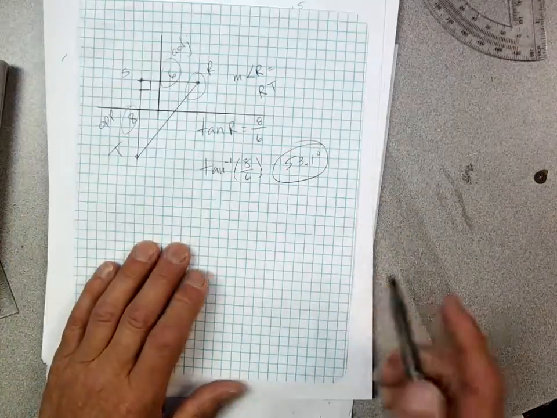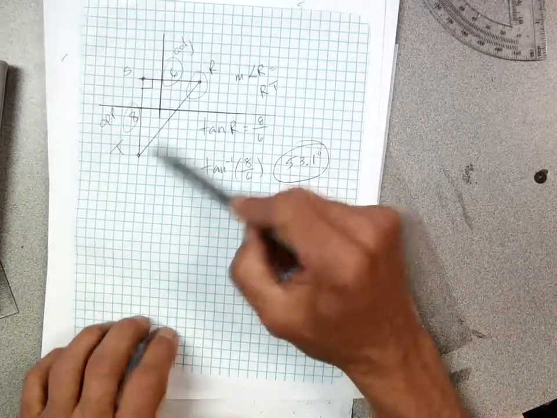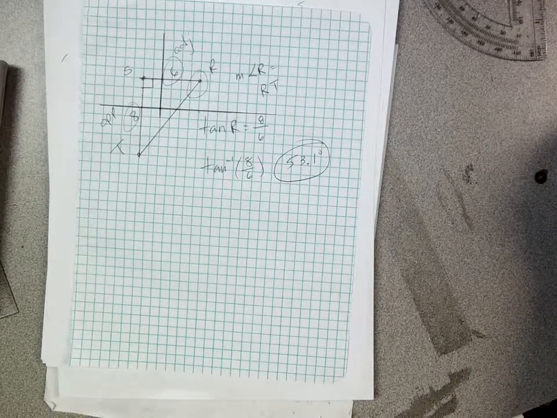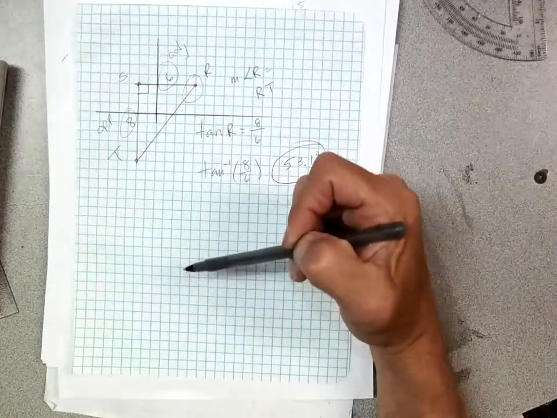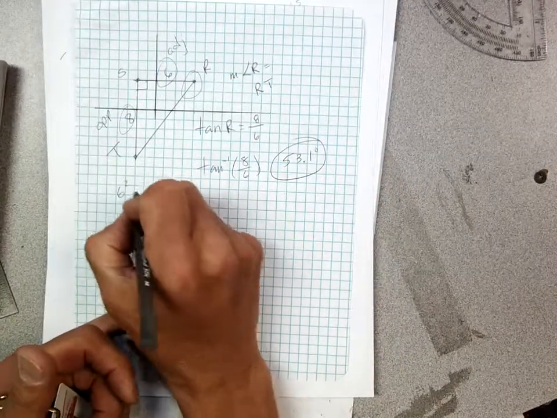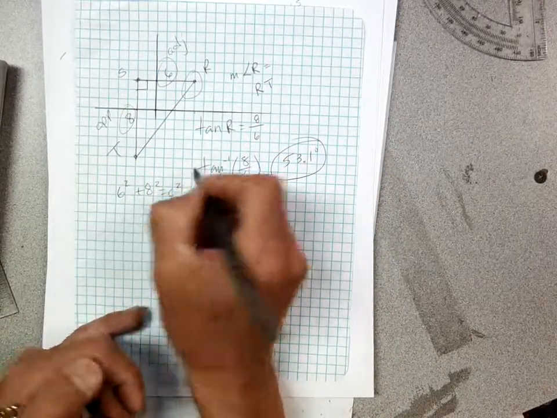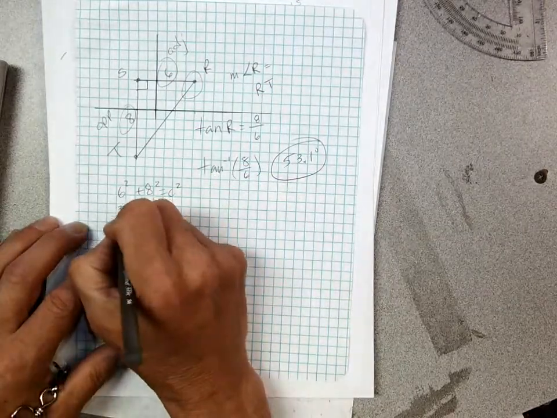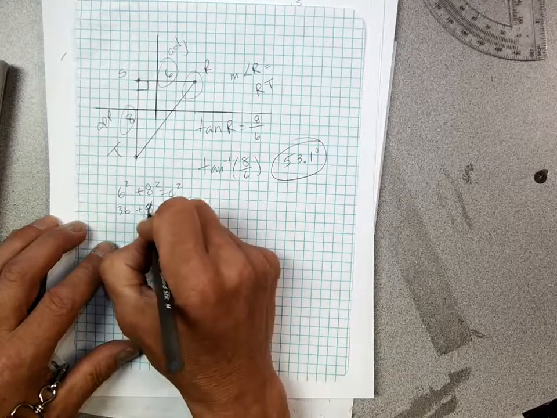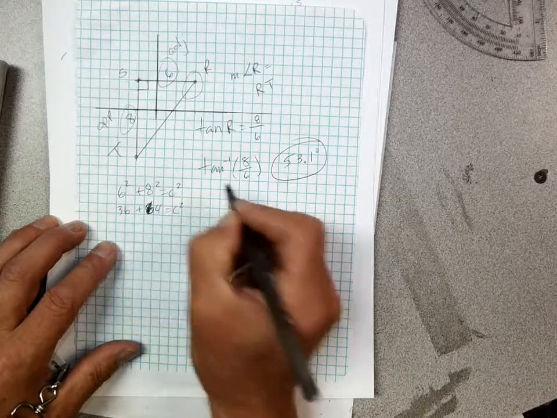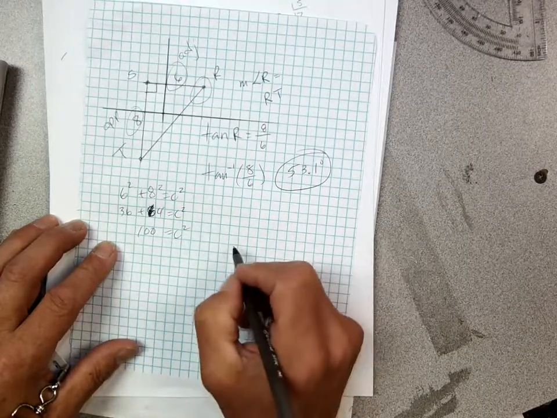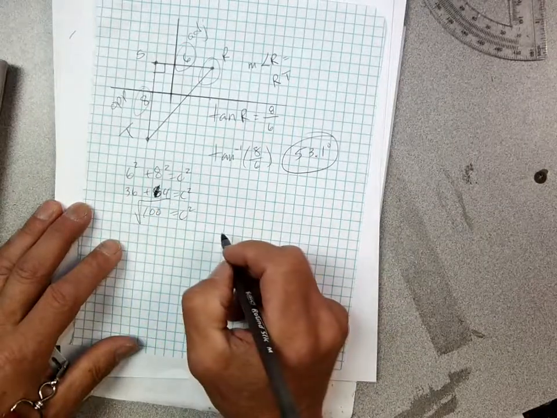Okay, and then finally, let's find RT. How would you find RT? Let's just use the Pythagorean theorem. 6 squared plus 8 squared equals c squared. 36 plus 64 equals c squared. Add them together, you get 100 equals c squared. We get 10.